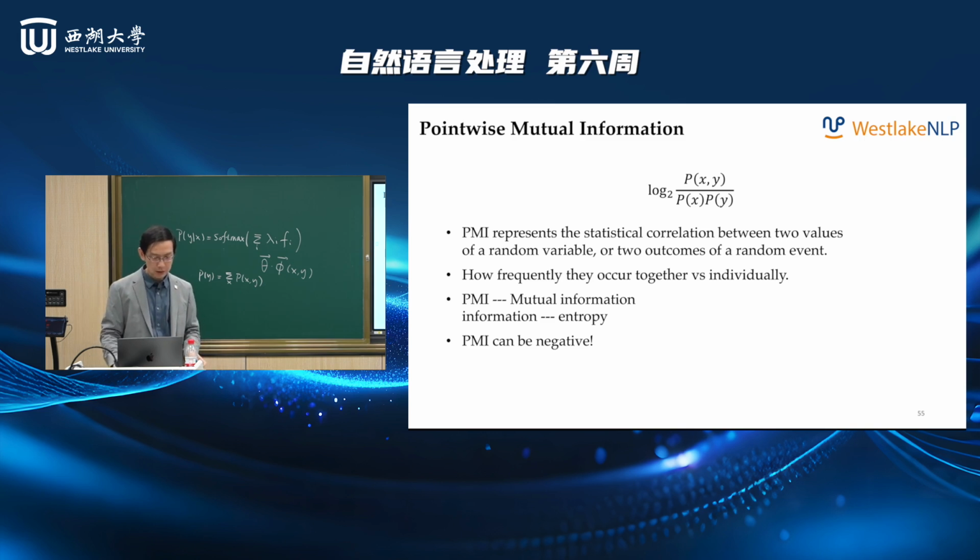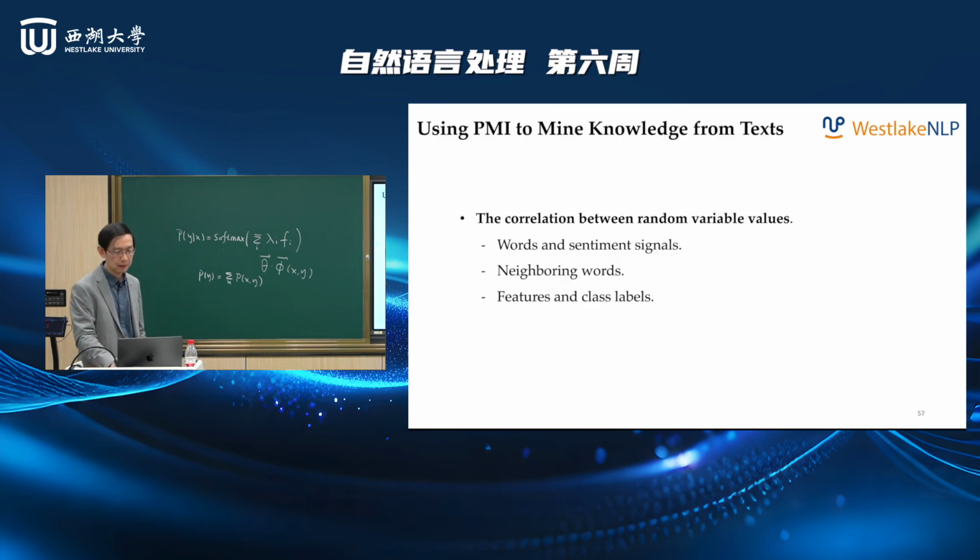Now, how can we make use of this fact? Right. So in NLP, there are a lot of cases where two things occur together, and we want to make use of the fact to mine out useful information from data. So let me give you 3 examples. The first is word and sentiment signals. The second is 2 words that always occur together. And the third is a feature and a class label.